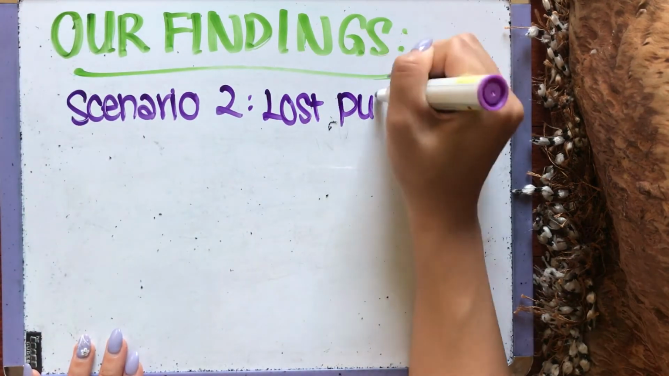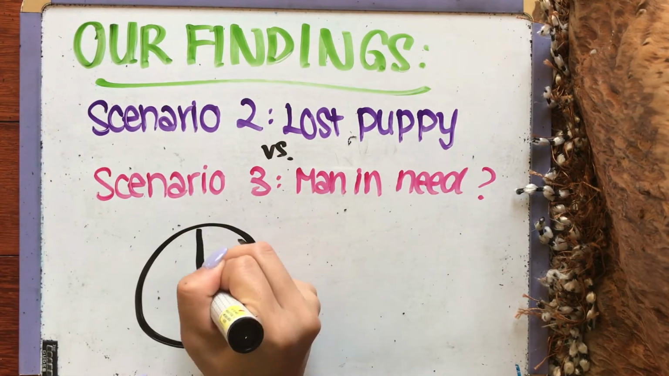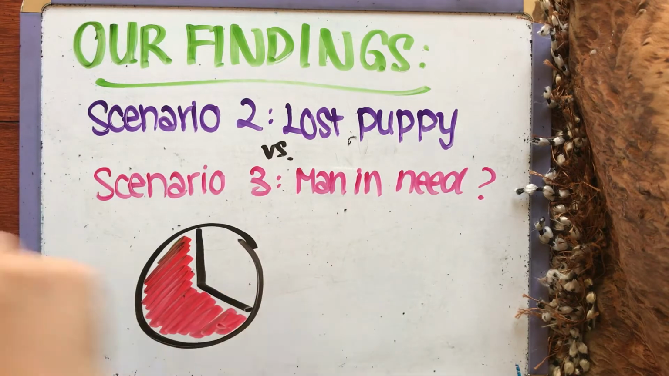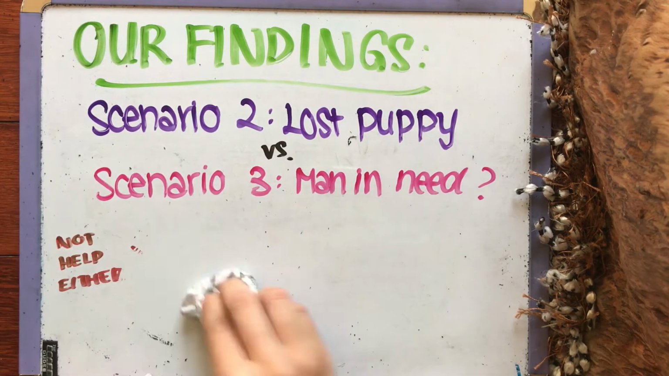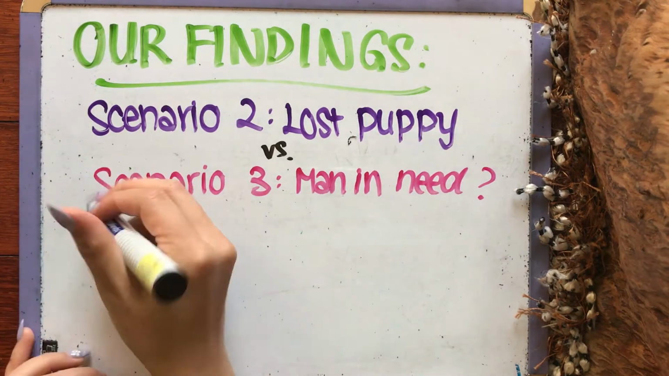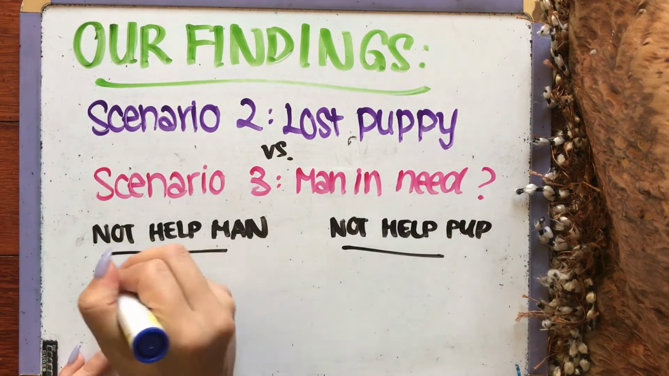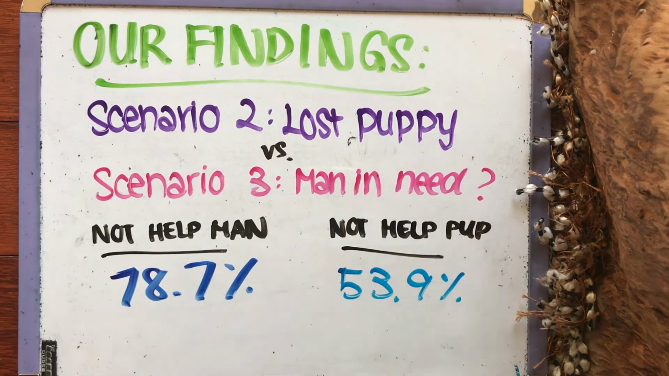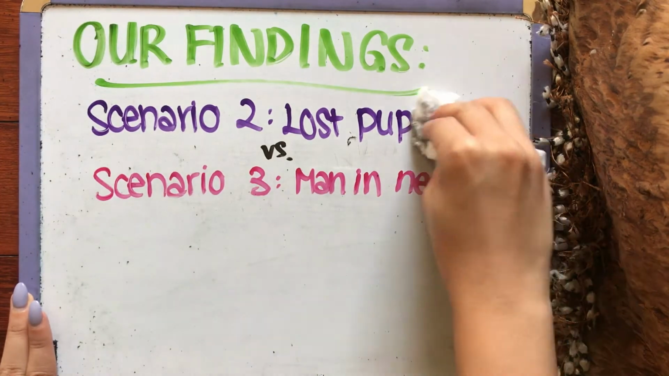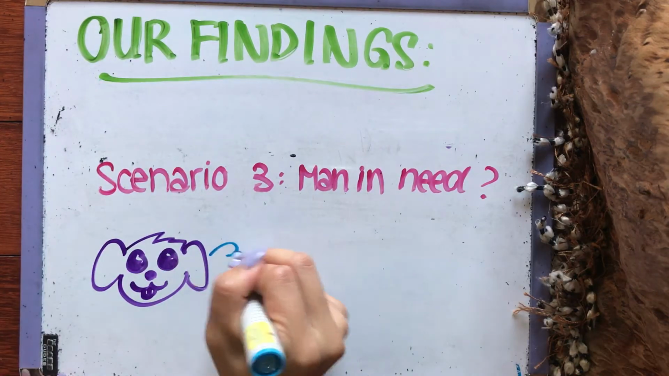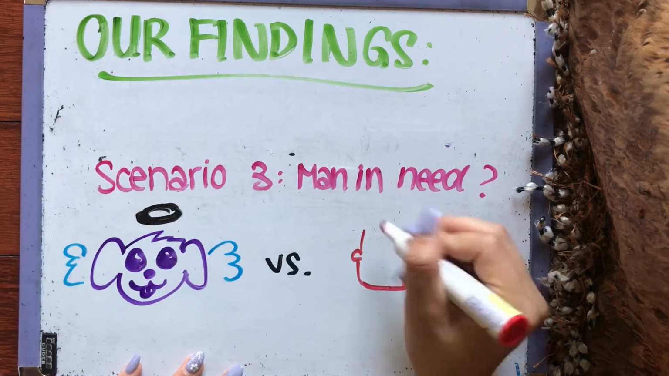In scenarios 2 and 3, we found once again that people display altruism by helping the puppy or man, depending on how much their decision affects their self-interests. Even though a majority for both scenarios said that they would not help the puppy or man, a much larger percentage, 78.7% compared to 53.9%, said they would not help the man. Most people who had differences between their answers for scenarios 2 and 3 said that they would not help the man because people are much harder to trust while an animal has no ulterior motives.